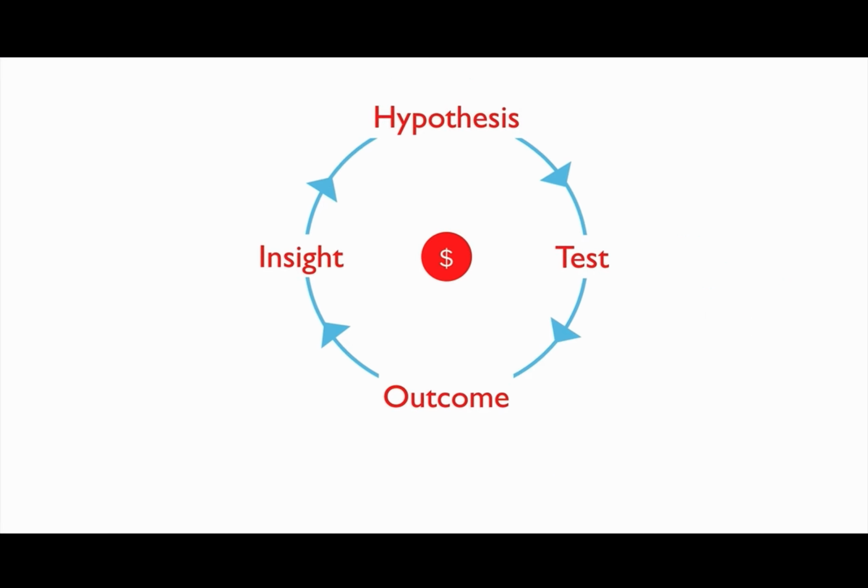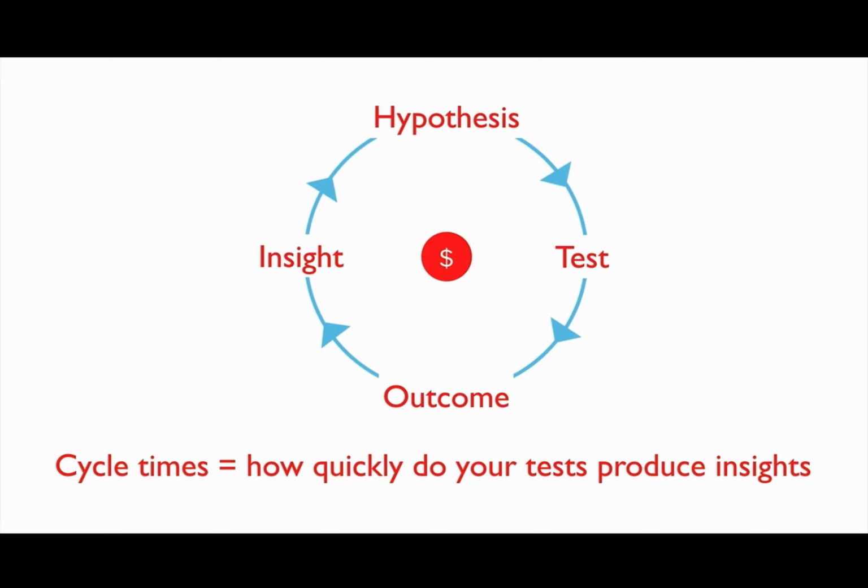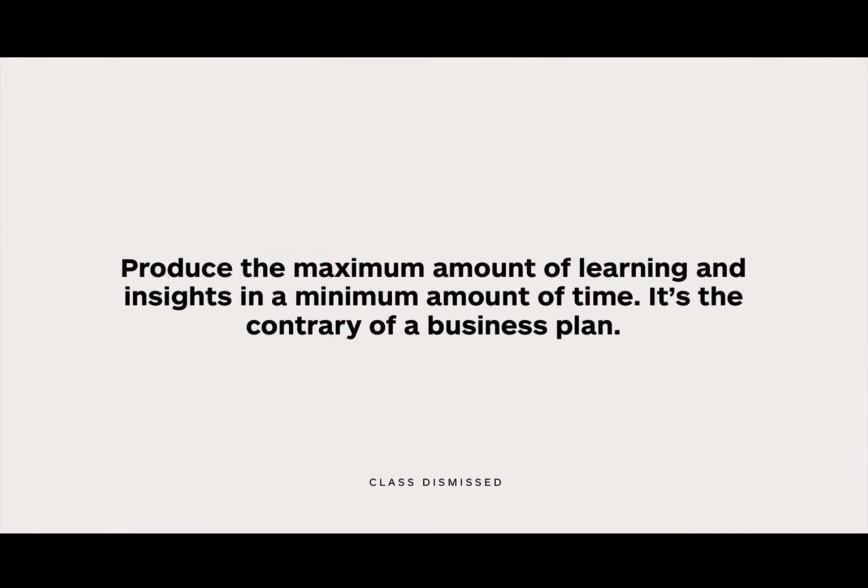What's important here to understand is that you have cycle times. And cycle times means how quickly can you learn from the tests that you make? How quickly do your tests produce insights? So what you really want to do is produce the maximum amount of learning in a minimum amount of time. And this is very, very different from the traditional business plan approach because you're decreasing uncertainty and you're increasing the facts, and the faster you can do that, the better.